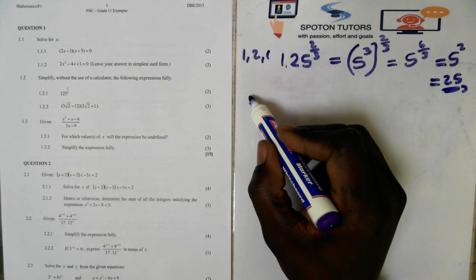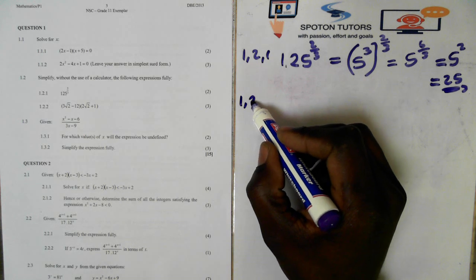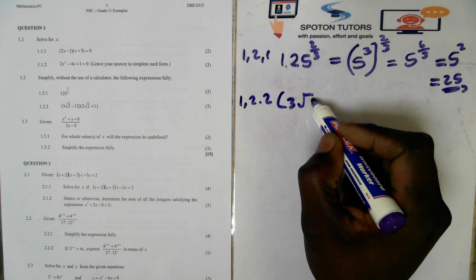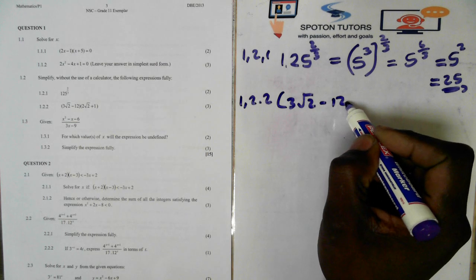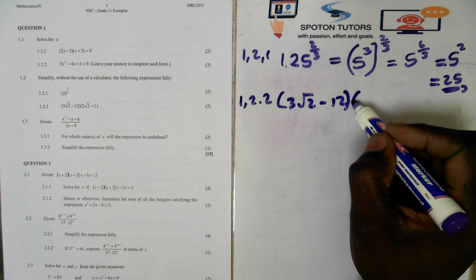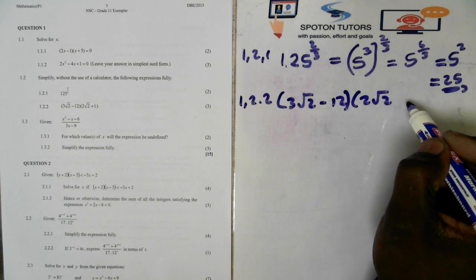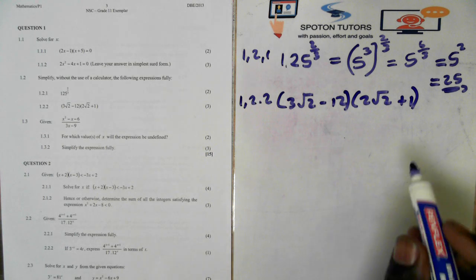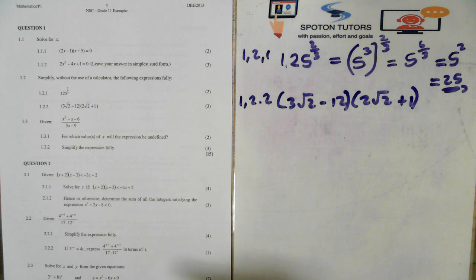Then the next question, simplify, open bracket, 3 root of 2 minus 1, close bracket, open bracket, 2 root of 2 plus 1, close bracket. Now what we're doing here, we're multiplying 2 brackets. When you multiply these 2 brackets, each term must multiply each other. It's like when you have a binomial multiplying by a binomial. That's what you're looking at.